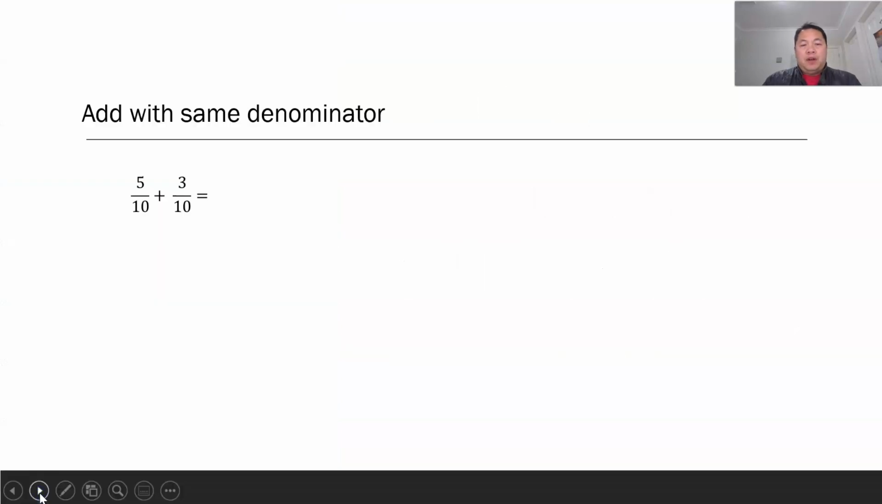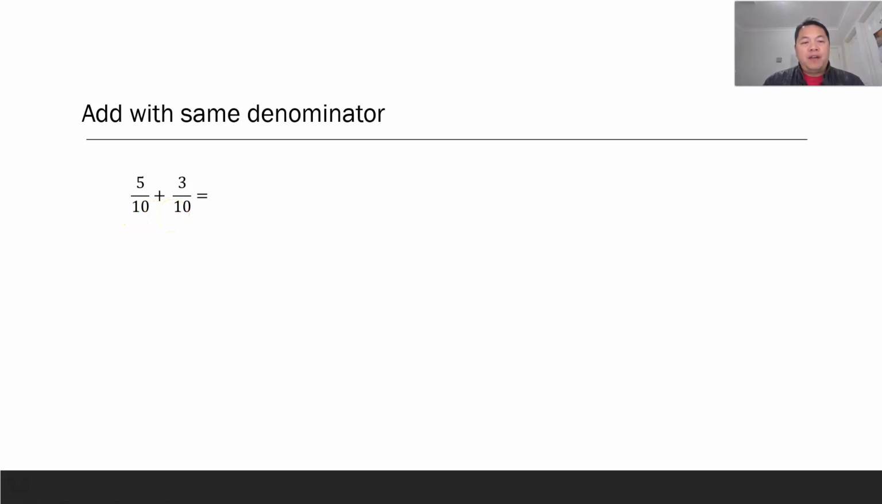Let's start. Just to recall, whenever we need to add or subtract fractions, we must make sure that we have the same denominator before we can do anything about it. Bear in mind, this applies to addition and subtraction of fractions only.